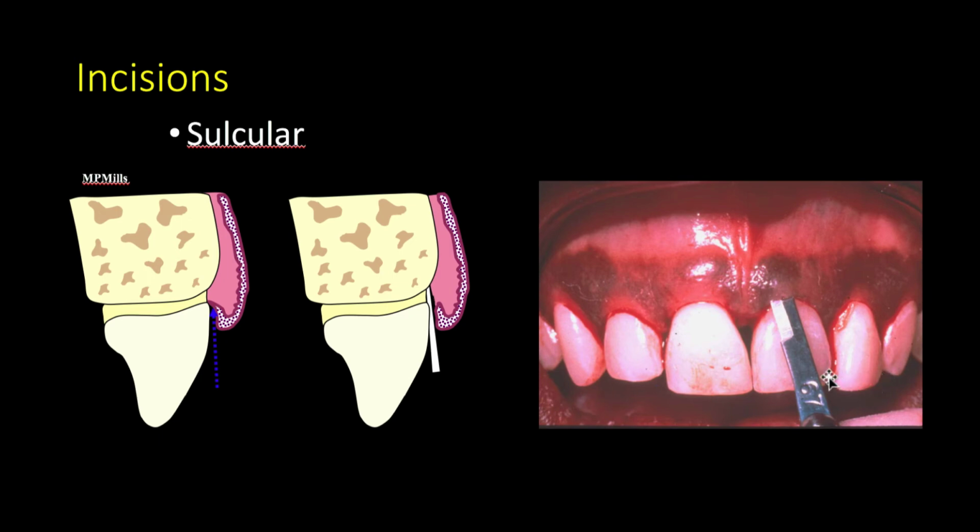On the right, you can see a sulcular incision being done in order to preserve all of the keratinized tissue present around these anterior teeth. This is done when preservation of gingiva is critical, such as in aesthetic areas or areas where minimal keratinized tissue exists. It is frequently done whenever a guided tissue regeneration procedure is performed.